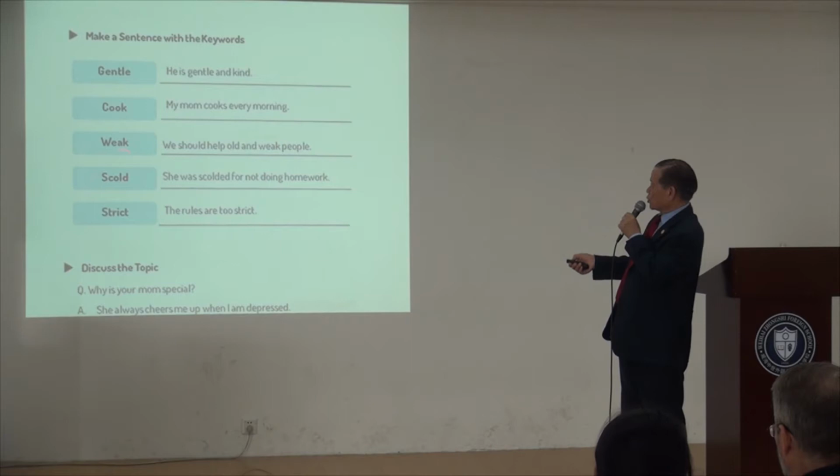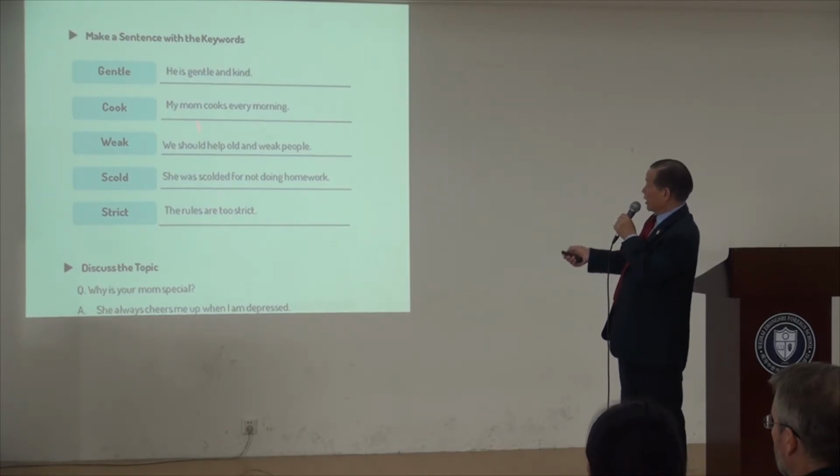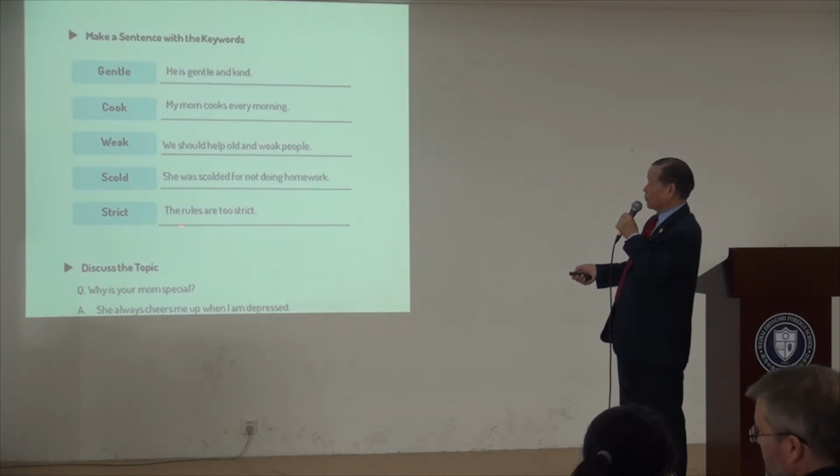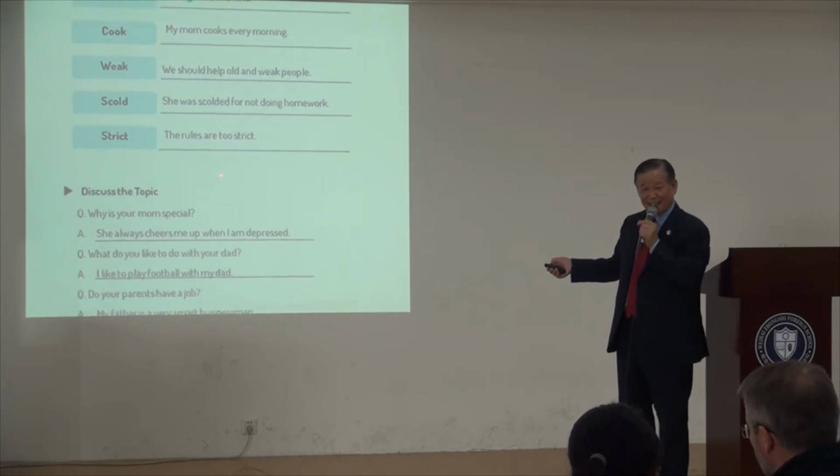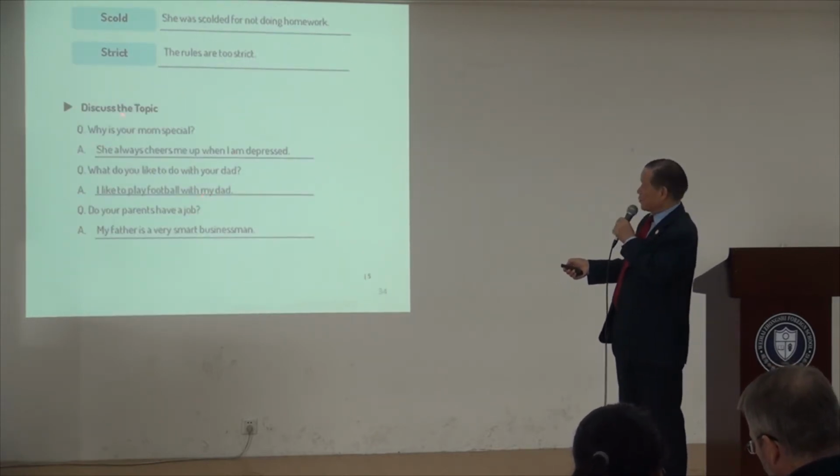Scold, using this word: she was scolding for not doing homework. Strict: the rules are too strict. You can make a sentence as an example. But next time, with other new words, let the students make a sentence like that. Train them like this, and discuss the topic after that.